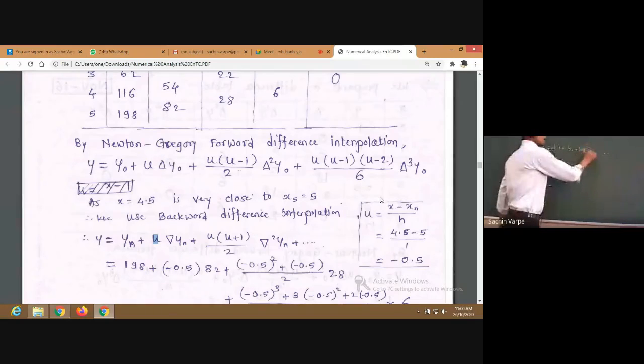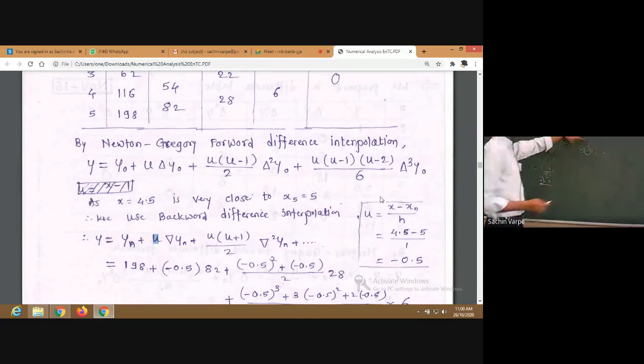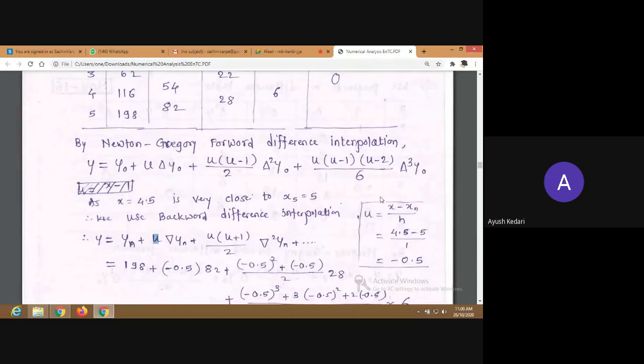I'll substitute all those values. Del yn is the first bottom value, corresponding to delta. Then del square is the second bottom value, here it is 28, then 6, and further all will be 0. Then by simplifying, I'll get the required value of y corresponding to x equal to 4.5. Is it okay? Yes, sir. Please ask if any doubt.